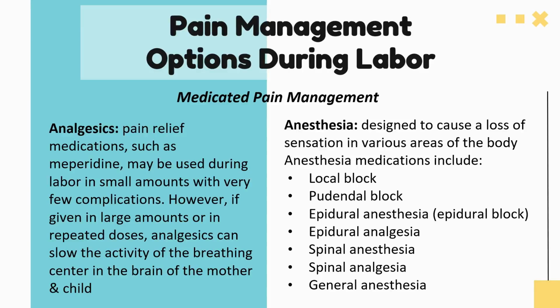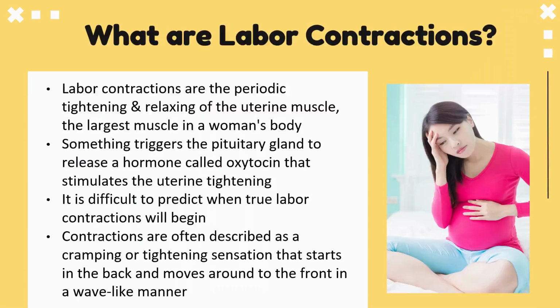General anesthesia, spinal is more with C-sections if it's an emergency and they can't give a medicine in the back and they need to put them to sleep. The main ones for pain management, I would say, are the Nubain, the Stadol, and the epidurals would be the most common across the country.